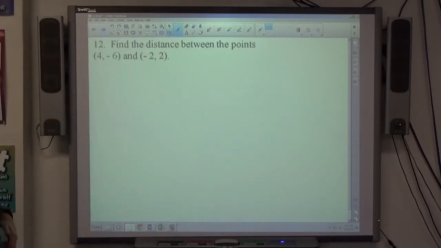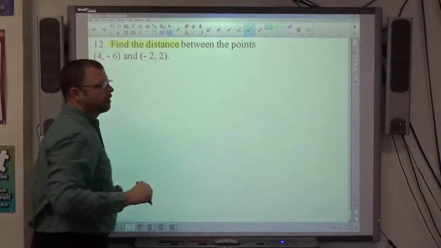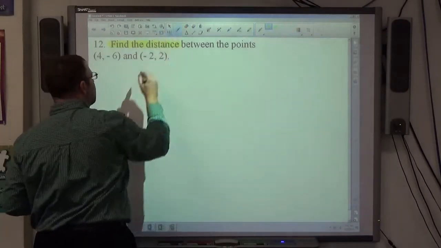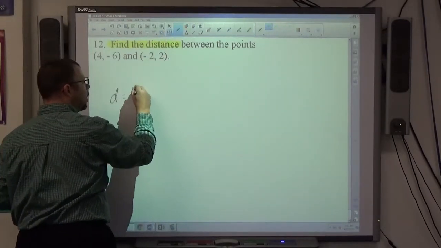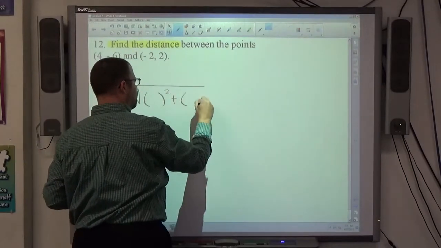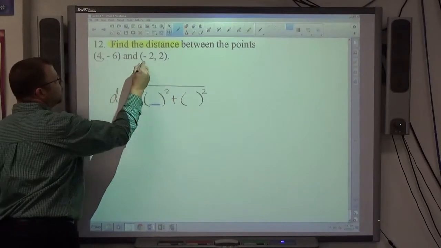Number 12, find the distance between the points. Find the distance. Distance is a number. It's not an equation. It's not y equals anything. It's just a number. Distance is equal to the square root of a square plus a square. And what goes here is the distance between those two.